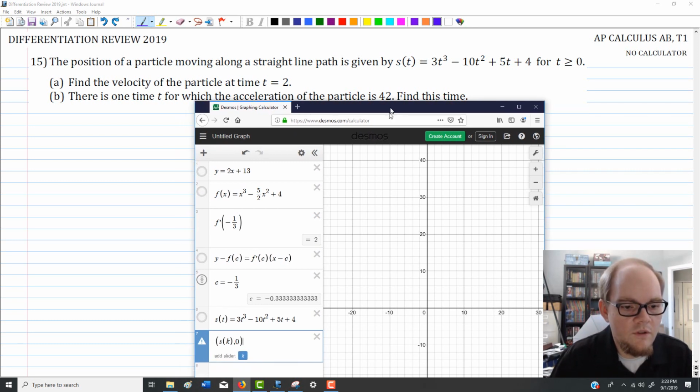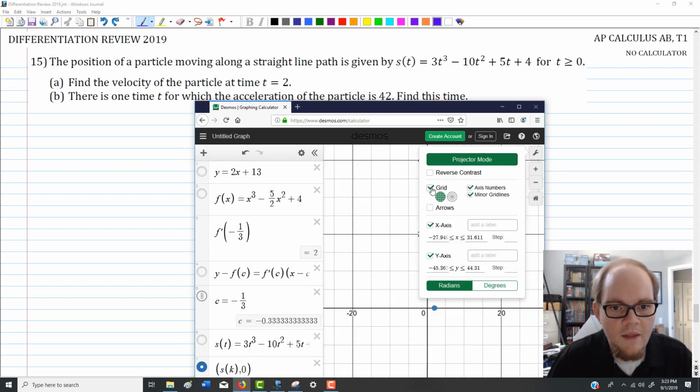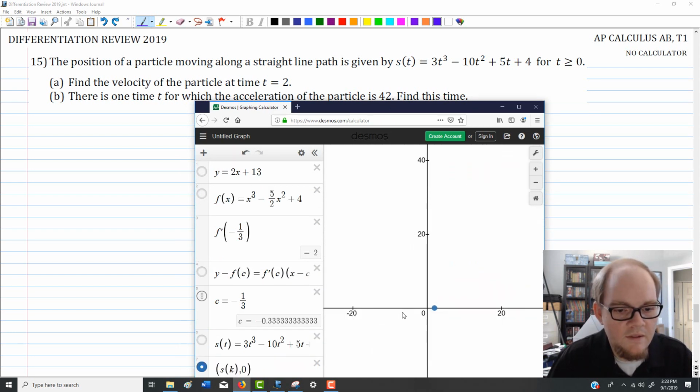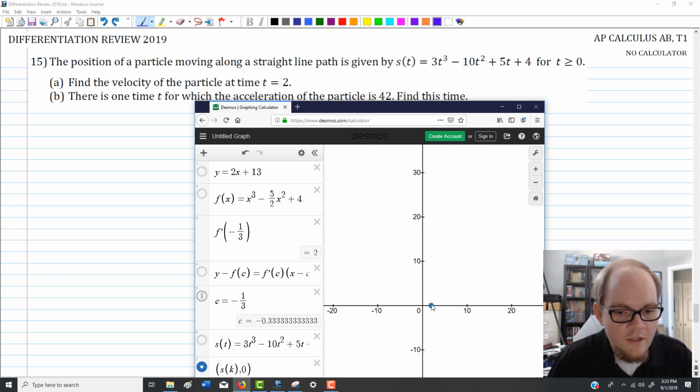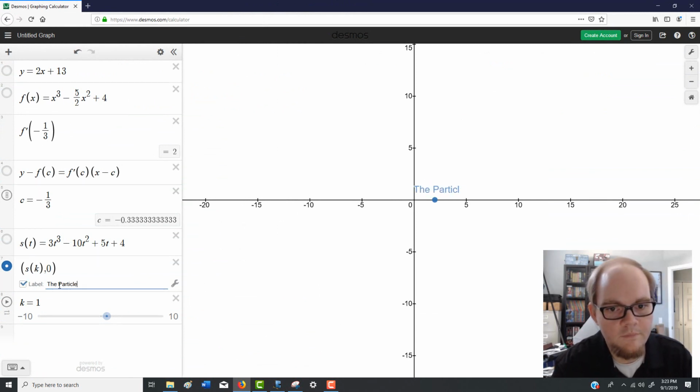So, and again, I'm going to choose a straight line path to be the x-axis, but again, you could choose a different straight line path in a different direction. I'm just trying to make this as clear as possible. So as of right now, there is the particle that we're talking about. I'm going to go ahead and label it the particle.